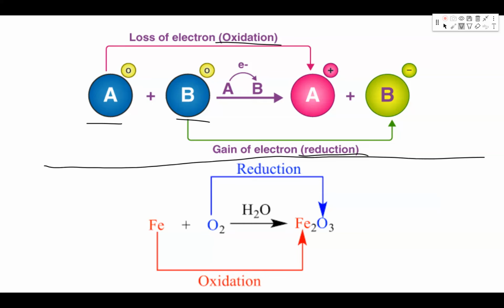We're going to transfer that electron. So now A has a positive charge because we took a negative away. And B has a negative charge because we gained that electron. That means A is going to be oxidized, and B is going to be reduced.